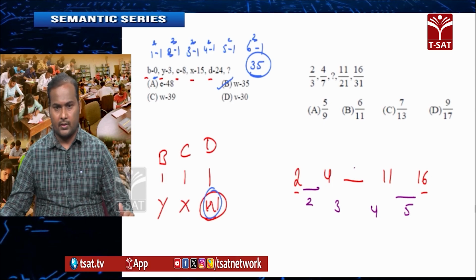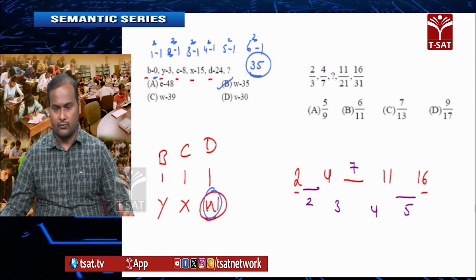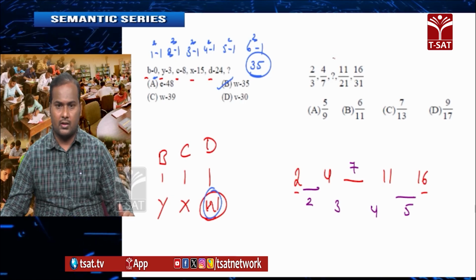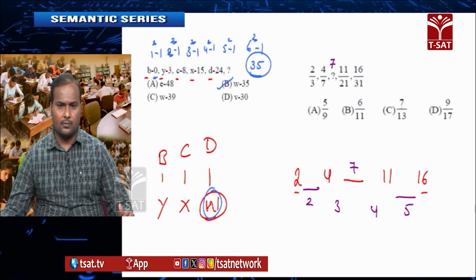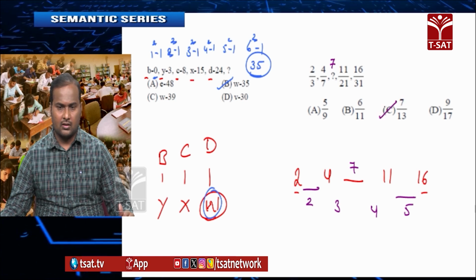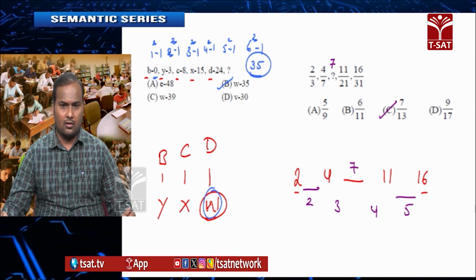So 4 plus 3 is 7. 7 plus 4 is 11. 11 plus 5 is 16. So here your answer is 7. You see in the options there is only one option where the numerator is 7. That is option C. Anyway, we will check the denominator also.